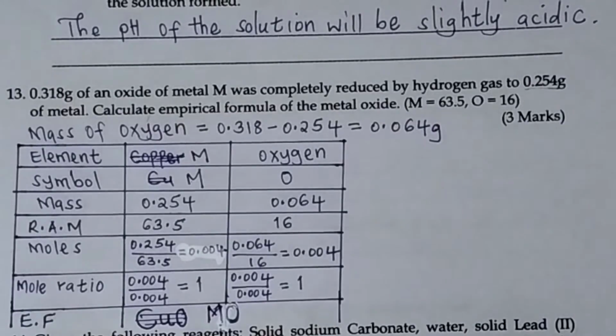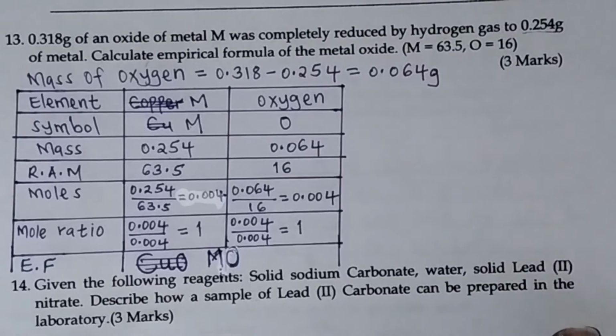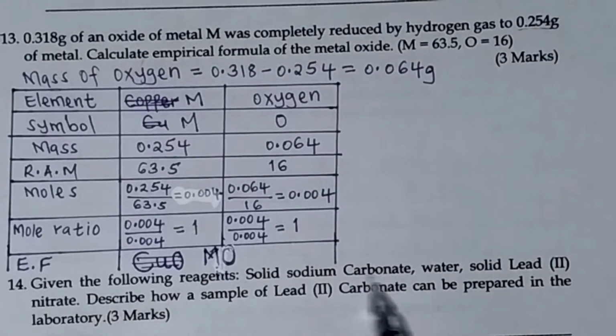Next we are going to go to question 14. We are told, given the following reagents: solid sodium carbonate, water, solid lead 2 nitrate, describe how a sample of lead 2 carbonate can be prepared in the laboratory. So here, we are given sodium carbonate, and here we are given lead 2 nitrate. First of all, we have to add water, then we are going to dissolve the two solids to make solutions, then we are going to get the lead 2 carbonate.